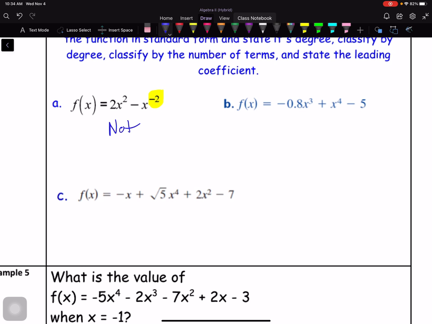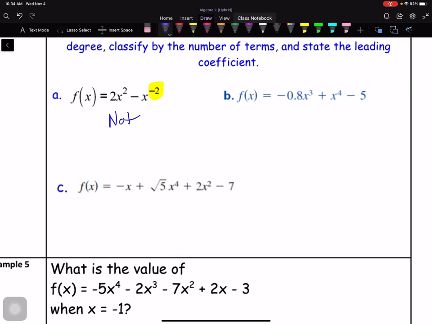Example B. So you're looking for two things here. First of all, the coefficients are real numbers, so there's no imaginary, no imaginary, no imaginary. So we're good there. And all the exponents are whole numbers: 3, 4, and then there's x to the 0 technically here because there's no variable. So we are good to go. So this is a polynomial.